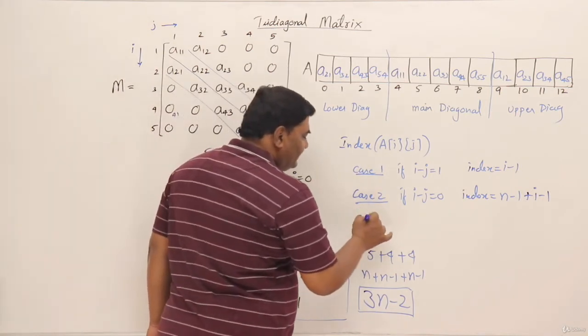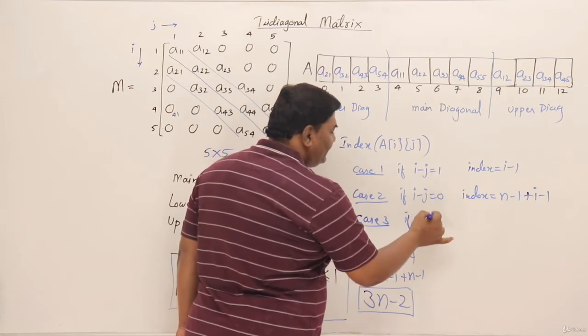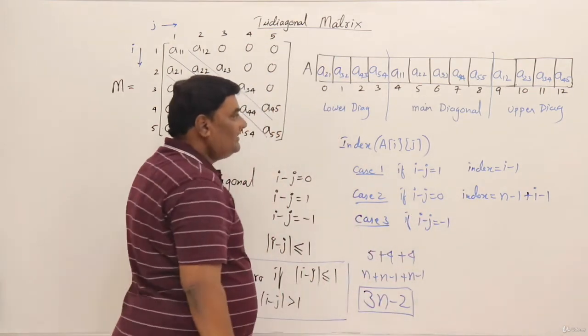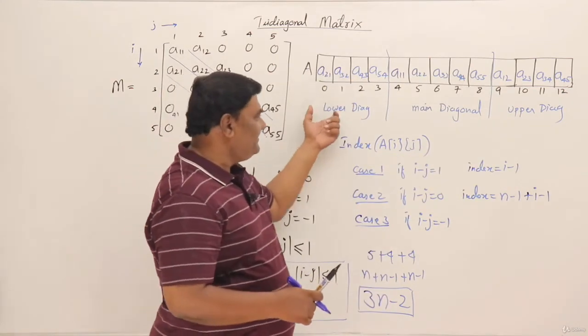Then case 3: if i minus j is equal to minus 1, that is the elements of the upper diagonal, then I should skip these elements and these elements.